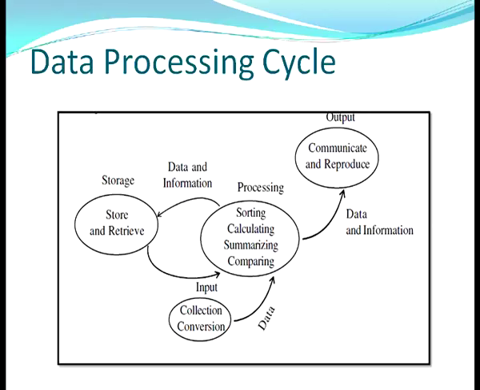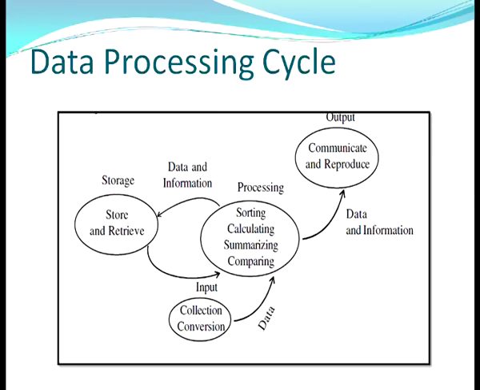You can see that the input is received from the input devices or from the storage device. That particular input that is received can be collected, sorted, manipulated, summarized and then sent for communication or reproduction, or through the output device to the end user. In between that, data can be sent to the storage device also. So, this particular diagram sums up the entire data processing cycle.